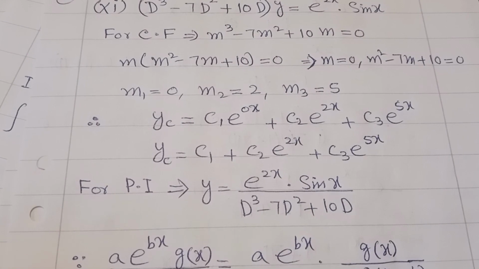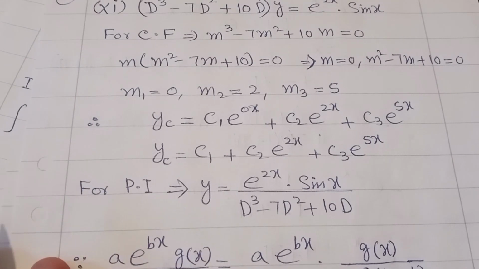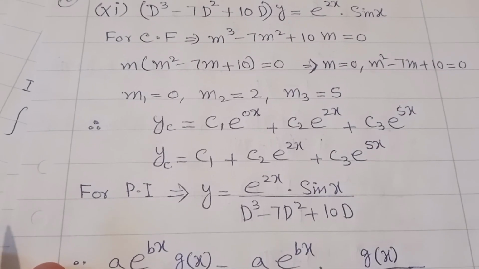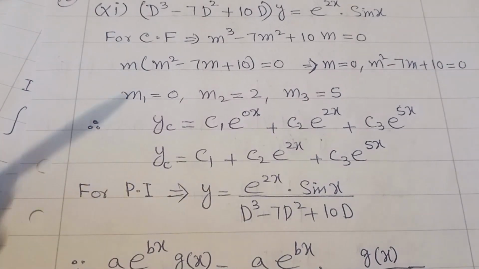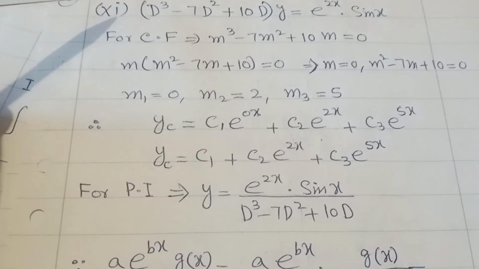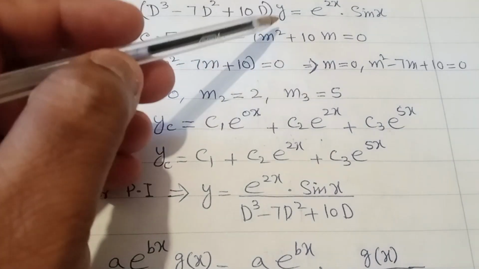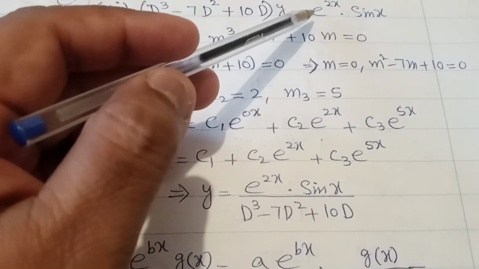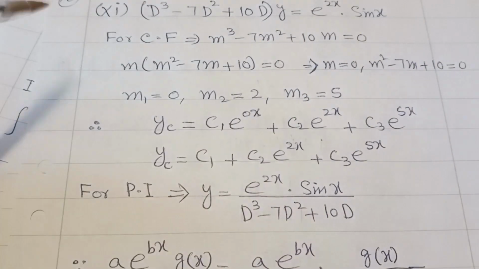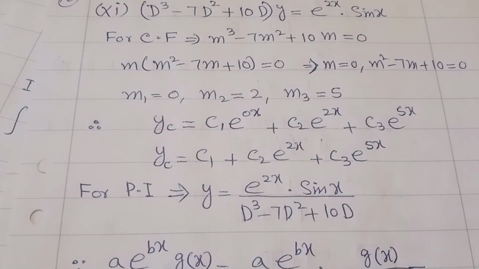Now in the next problem, we are trying to solve another problem in product form. So look at the differential equation we choose, that is (D³ − 7D² + 10D)y = e^(2x) sin x. So you know how to find the complementary function.